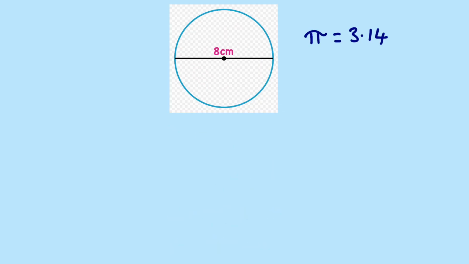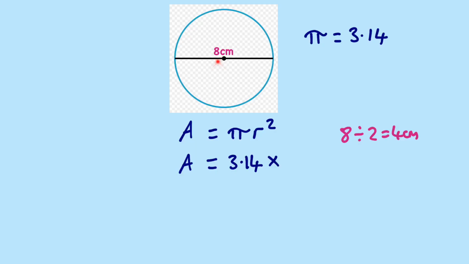Here's another one for you to try. Find the area of the following shape using pi to 3.14. Now, do you notice something? Yes, that's right. They've given you the diameter, when in fact you need to use the radius in the formula. So we have area equals 3.14 and then we times by the radius. Now the radius is half of the diameter, so I do 8 divided by 2, which is 4 centimeters.